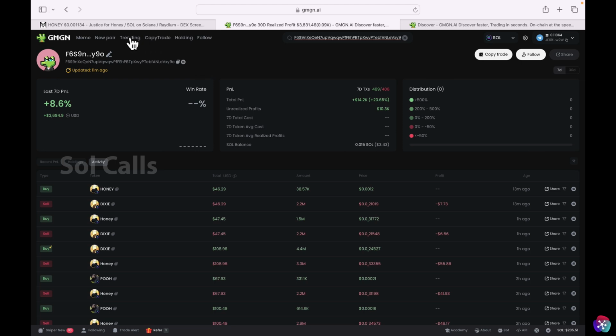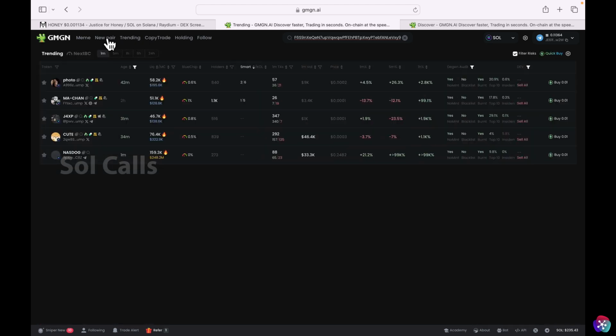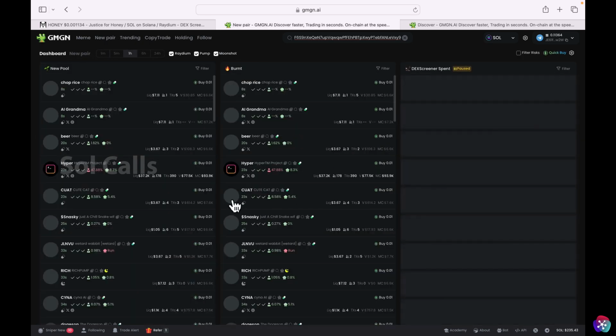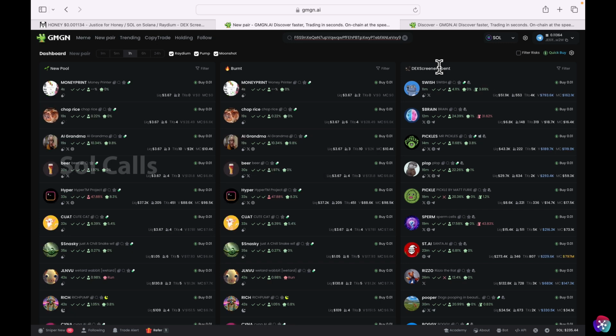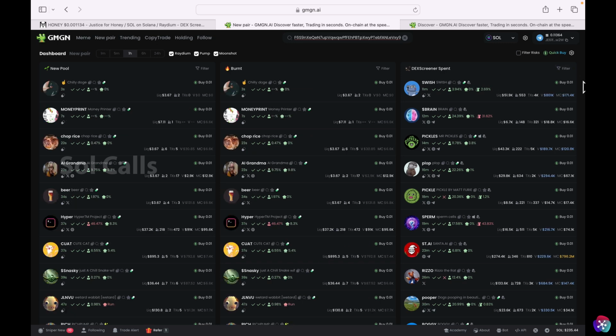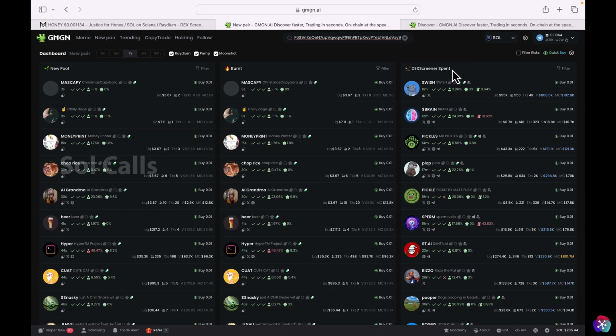You can go to trending section, or actually new pair. I want to look at Dexscreener spent tokens. These tokens are more serious because most of rugs, they usually rug in few minutes. They never pay for, for example, Dexscreener. These tokens, most of them will end up to be a rug, but at least they paid for Dexscreener and they are more serious. Let's click, for example, on this one.